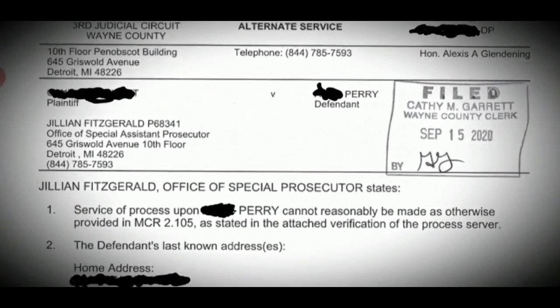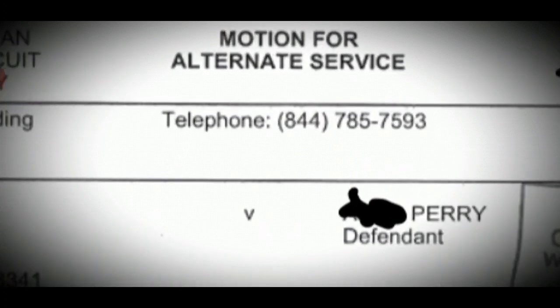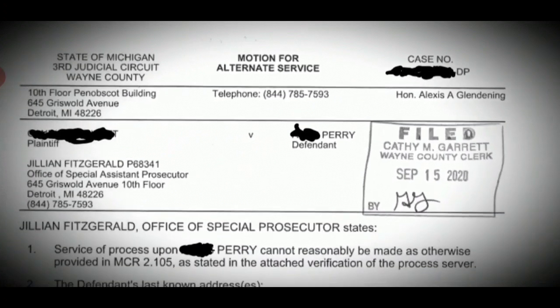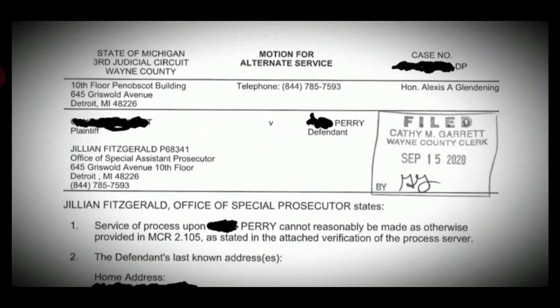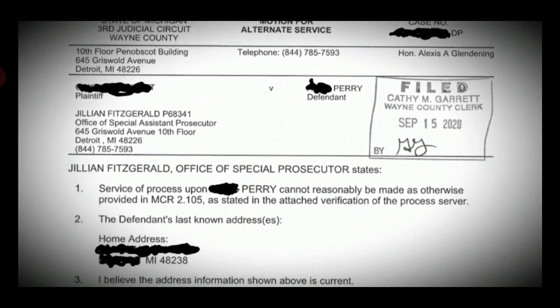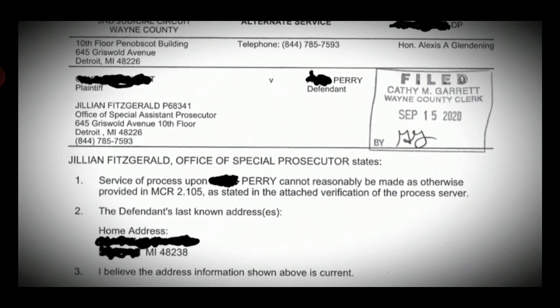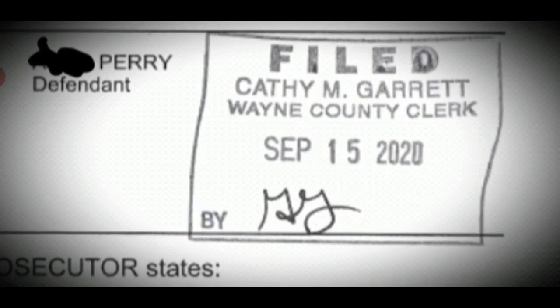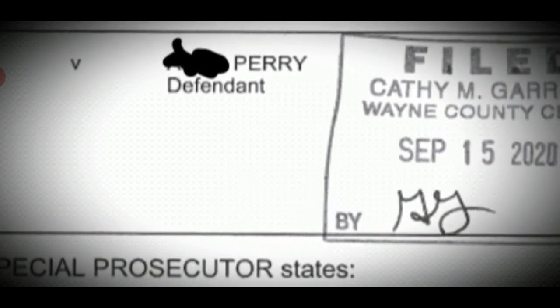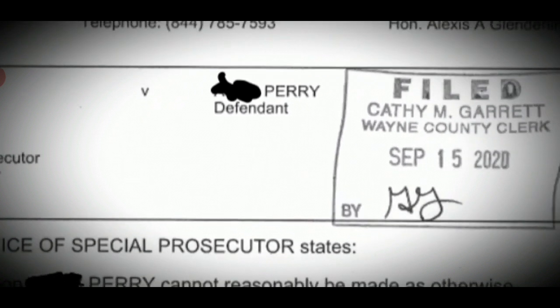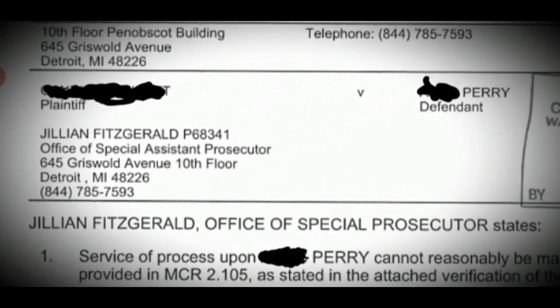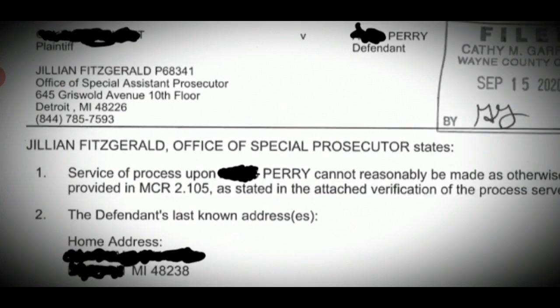But let's continue. Like I stated, this is in fact a motion for alternative service. My Ark, he's in the state of Michigan, as you all can see. The case number I crossed out. The plaintiff name I crossed out, and the defendant, we're going to call him Mr. Perry. As you all can see, this was filed on September the 15th, 2020, last month this year. File stamped by the clerk of court. They also have the prosecuting attorney name on there, who is Gillian Fitzgerald. Now let's read what Gillian Fitzgerald had to say to the court.